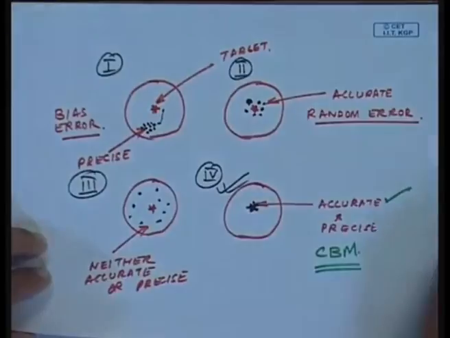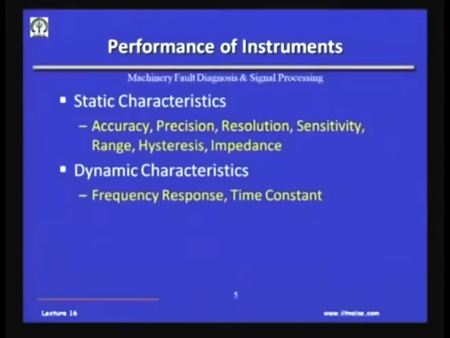Okay. And some of the important other characteristics are the resolution, sensitivity, range, hysteresis, impedance, etc. Resolution is the least value which my measurement system can measure, and so on. And so, in a static instrument which we use for measurements, we have to be very careful about whether it is an accurate instrument, whether it is a precise instrument or transducer, and you will see how accuracy and precision can hamper your results.